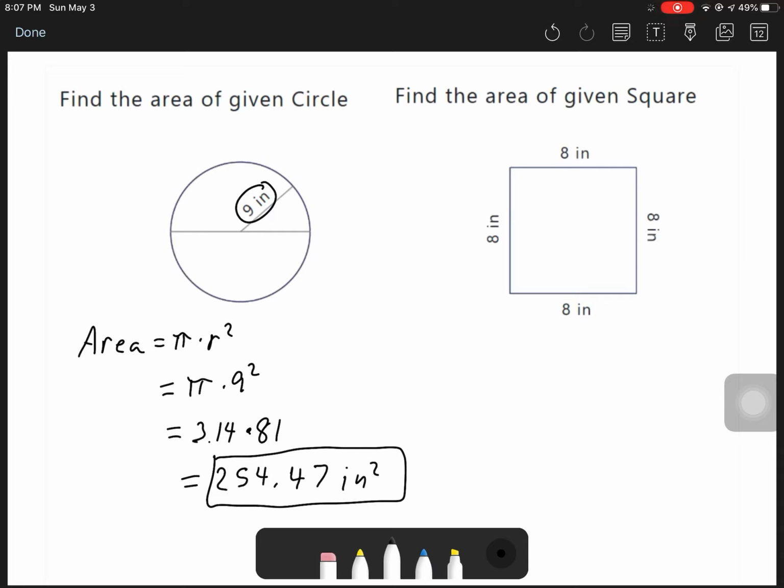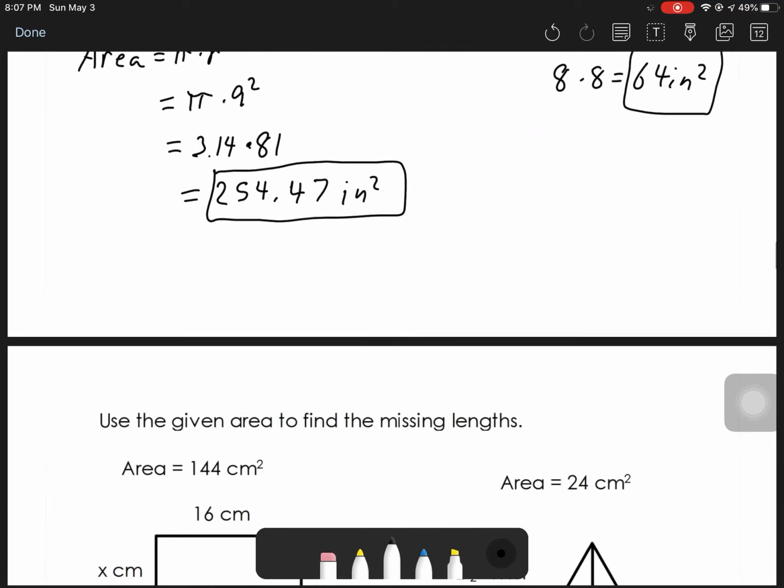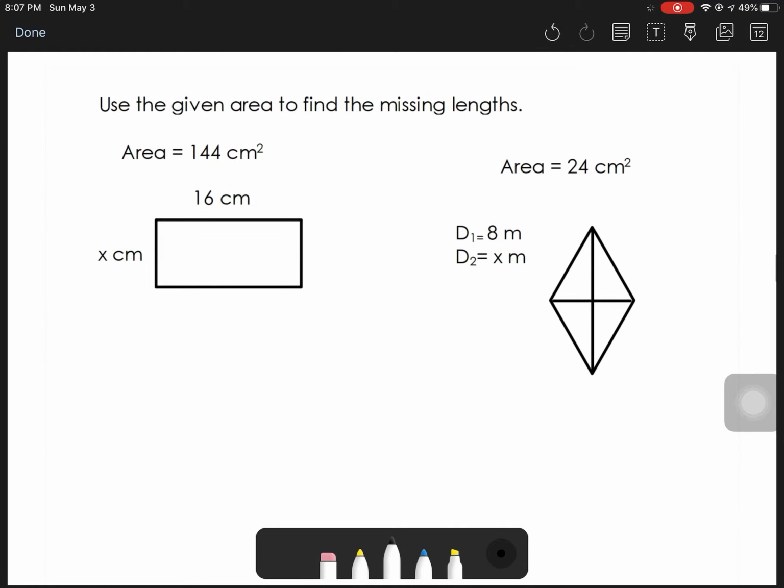Now we have area of a square, pretty straightforward. 8 times 8, or 8 squared, gives us 64, and that's inches squared. Here we have a couple more. We have a rectangle, and then we have a rhombus.